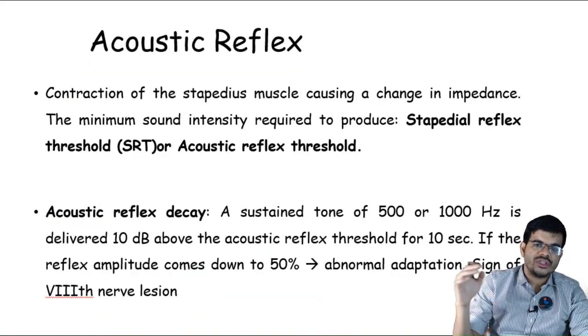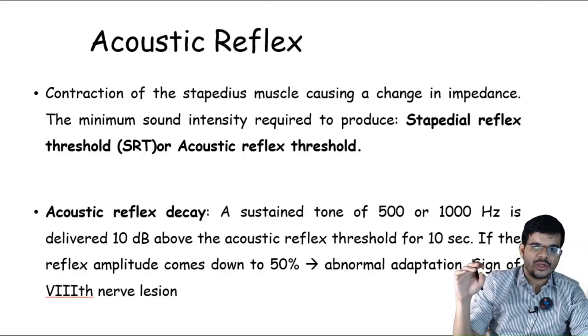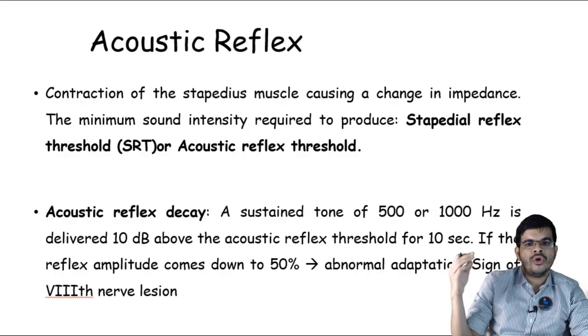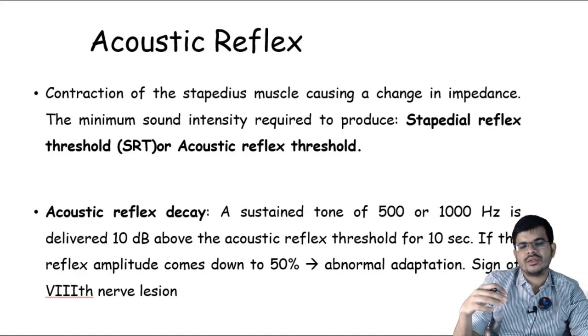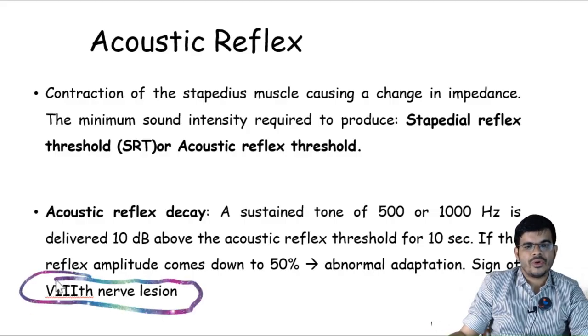Now coming to the acoustic reflex. The contraction of the stapedius muscle causes a change in the impedance. The minimum sound intensity to produce this is called the stapedial reflex threshold. Acoustic reflex decay is tested if a sustained tone of 500 to 1000 Hz is delivered 10 decibels above the acoustic reflex threshold for 10 seconds. If the reflex amplitude comes down to 50%, it is a case of abnormal adaptation, and it is a sign of an eighth nerve lesion. This is what is called acoustic reflex decay.